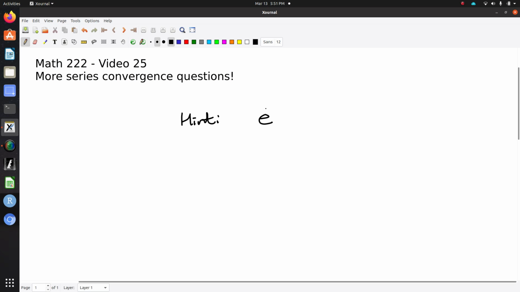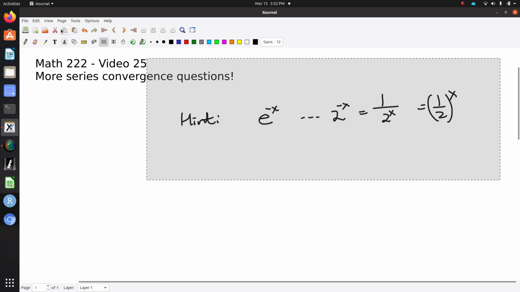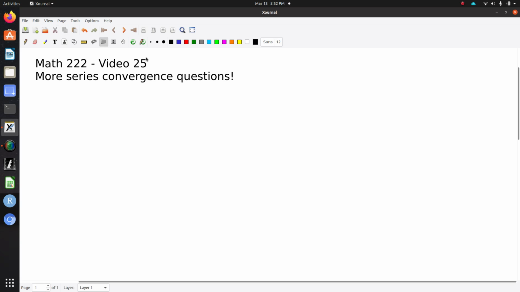So if you're looking at, like, e to the minus x, you should probably think about 2 to the minus x, which is equal to 1 over 2 to the x. So that was my little hint about e. Don't be scared off by e. It's just a number.